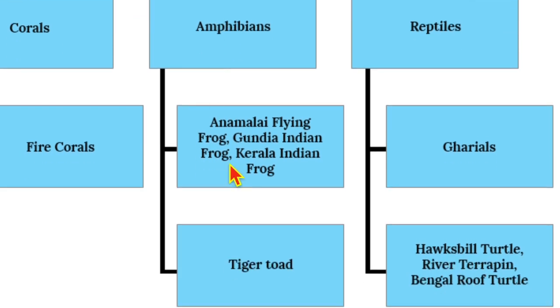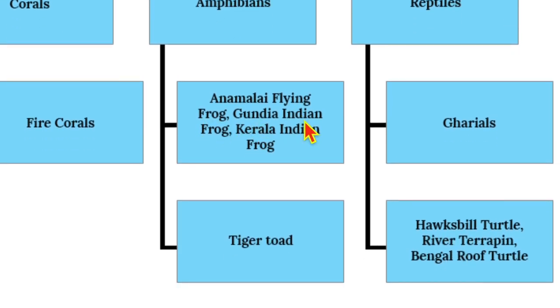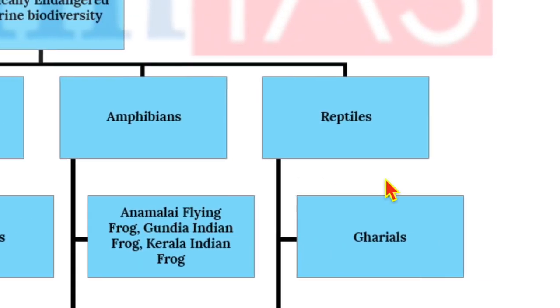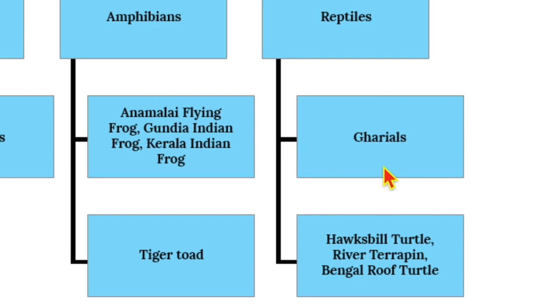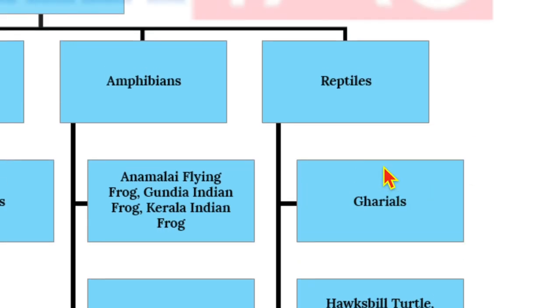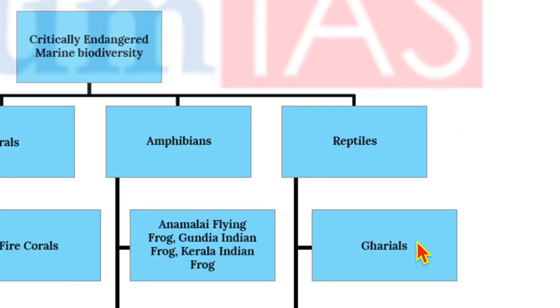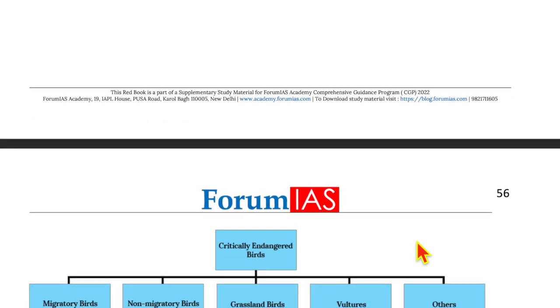Now amphibians, we have the Annamalai flying frog, Gundia Indian frog and Kerala Indian frog. Tiger toad is also critically endangered. For reptiles, we have gharial, which is critically endangered. Other crocodiles are not. Hawksbill turtle, river terrapin, and Bengal roof turtle. These are critically endangered marine biodiversity.